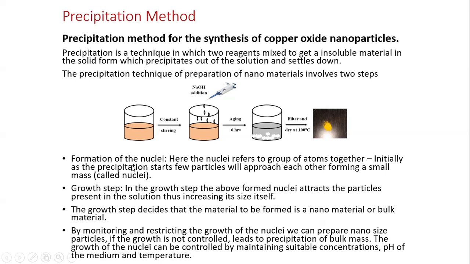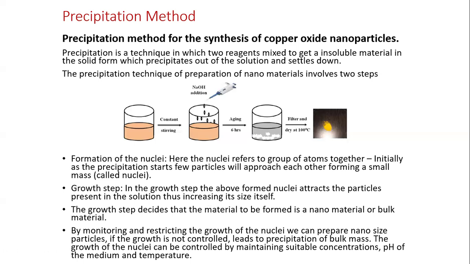So we have a precursor, and to the precursor, when the precipitating agent is added, the nuclei formation will start taking place. So that is the step, formation of nuclei. In the growth step, the formed nuclei will attract one another to grow in size. So in the growth step, the above formed nuclei attract the particles present in the solution, thus increasing its size.